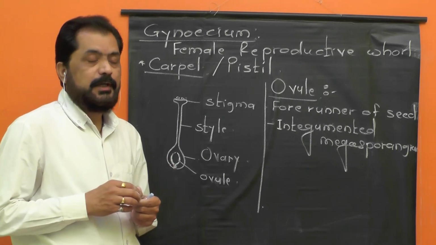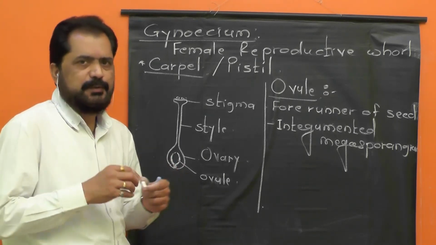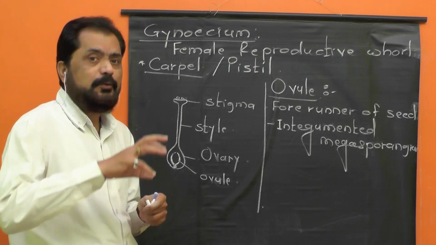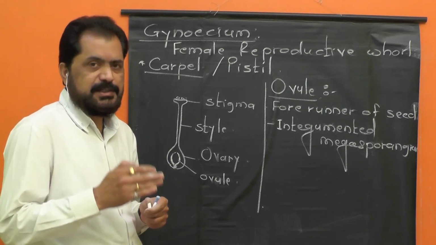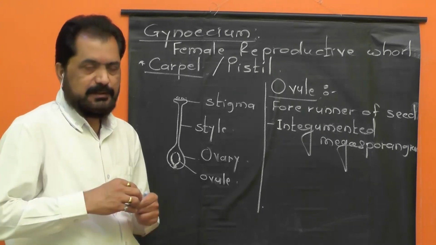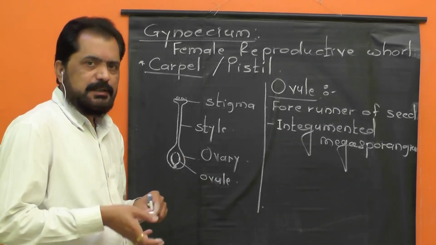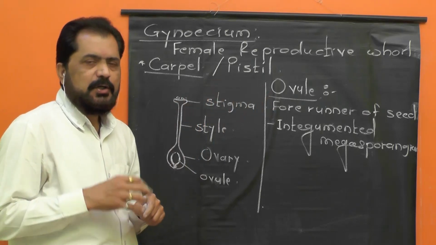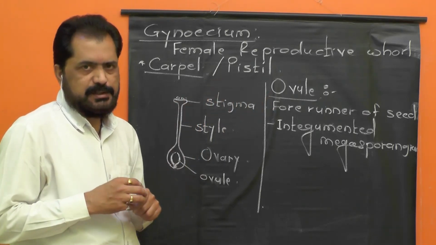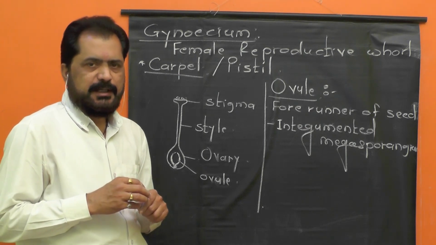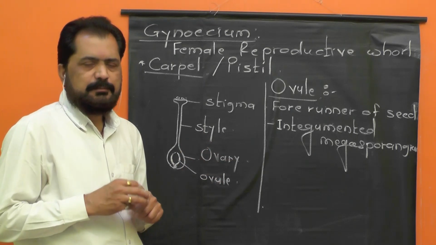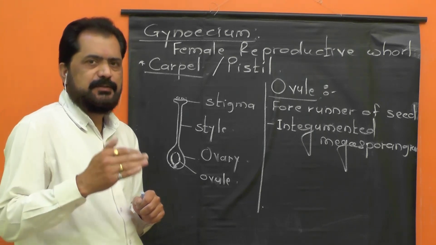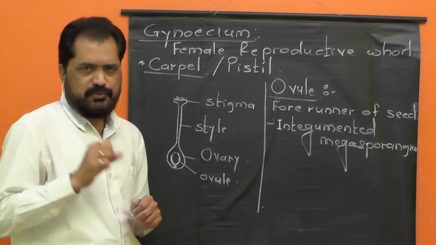First of all, I would like to tell you that in angiospermic plants, depending upon the shape and orientation, ovules are classified into 6 different types. Listen carefully. Actually, its study is not given in our textbook, but for your extra knowledge, here I am going to talk briefly. So let me tell you which are those 6 different types of ovules found in angiospermic plants.